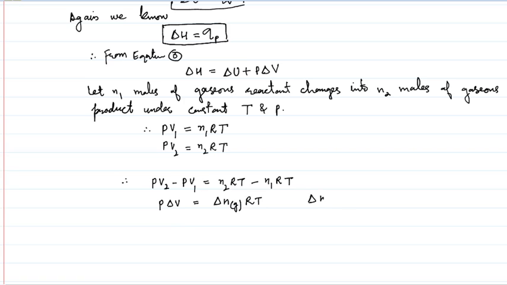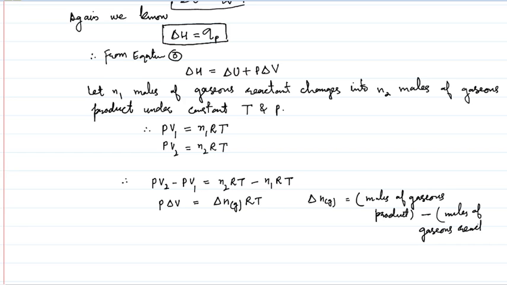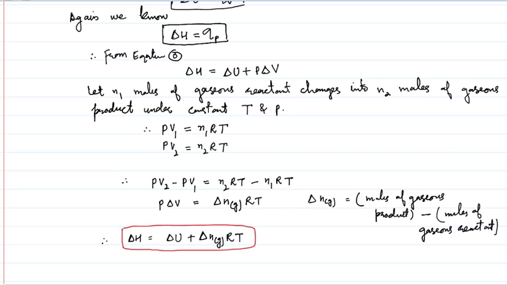What is delta Ng here? Moles of gaseous product minus moles of gaseous reactant. Therefore, we can simply write that delta H is basically equal to the change in internal energy delta U plus, in place of P delta V, delta Ng, that is the change in the number of gaseous moles, times R into T. These things you have to remember.